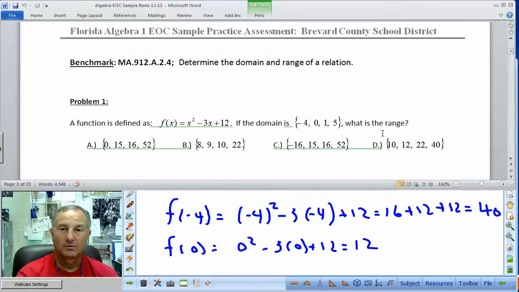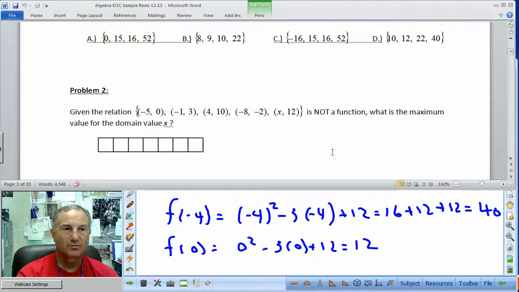Okay? Problem 2. Given the relation, here's a set of ordered pairs, which is given the relation is not a function. So this cannot be a function. That means that one of these x values has to repeat. And so far they don't. -5, -1, 4, -8, and x. What's the maximum value for x such that this is not a function?